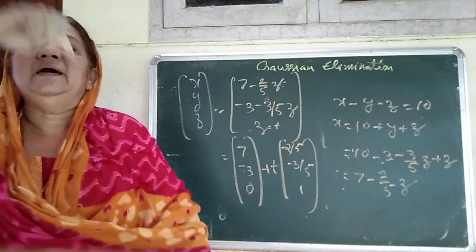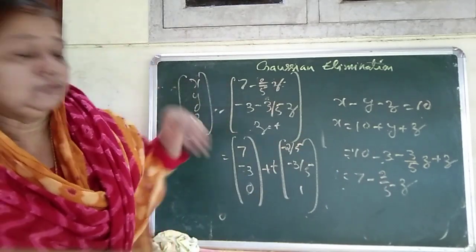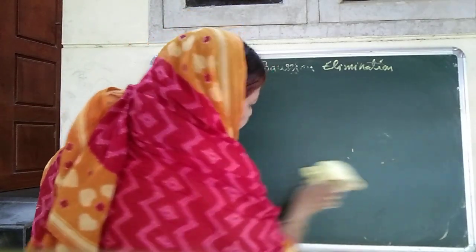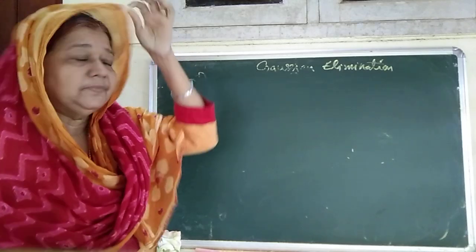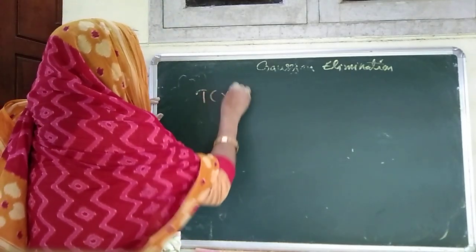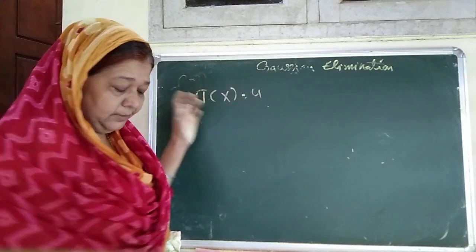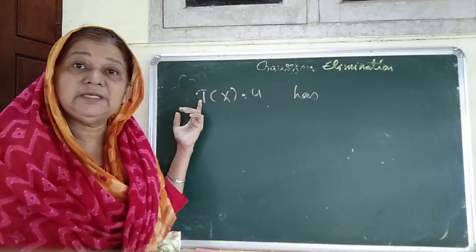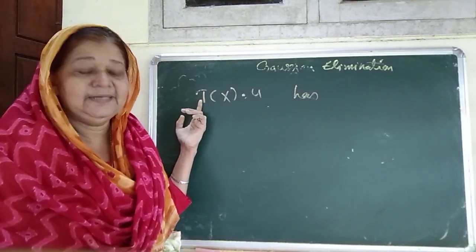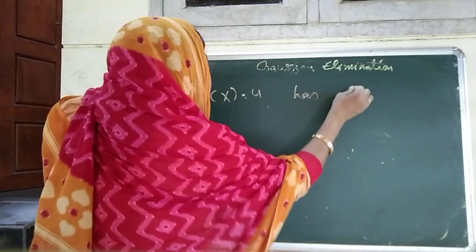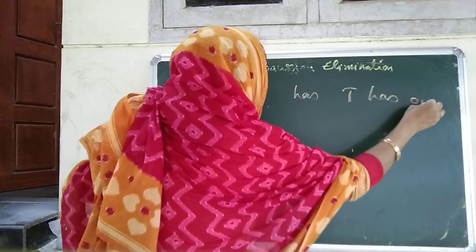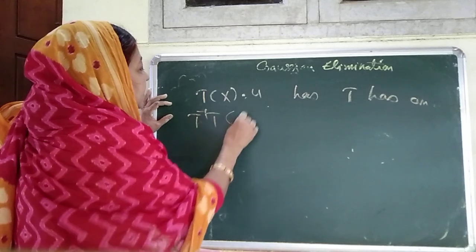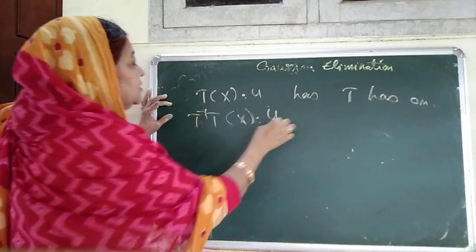Then we can discuss some more parts in module 2. We know T of x equal to u has a unique solution if T is invertible, that is, if T has an inverse. If T has an inverse, we can say that T inverse T x equal to x, so x equal to T inverse u is unique.